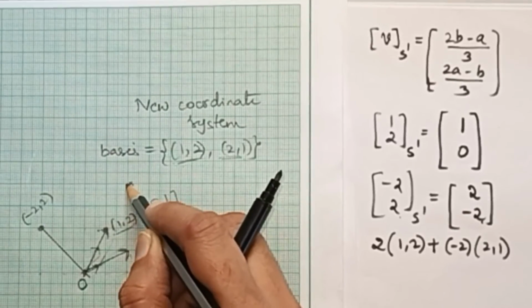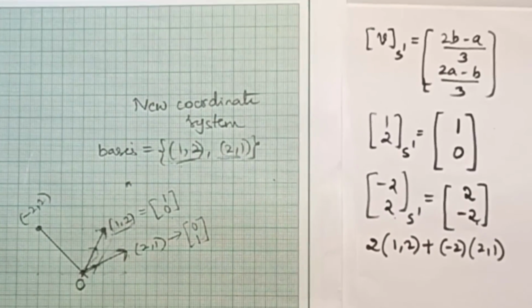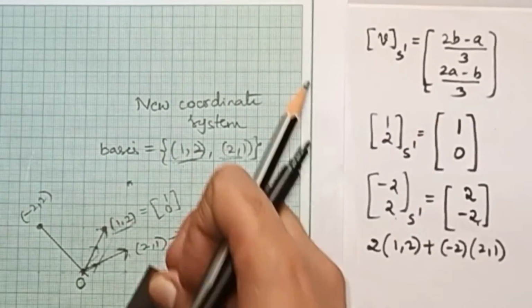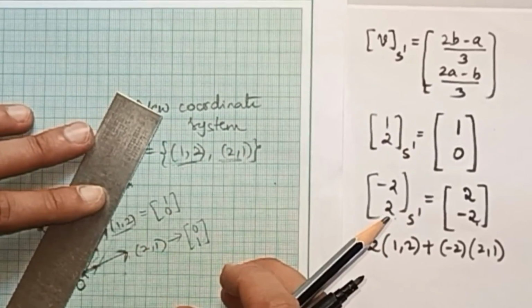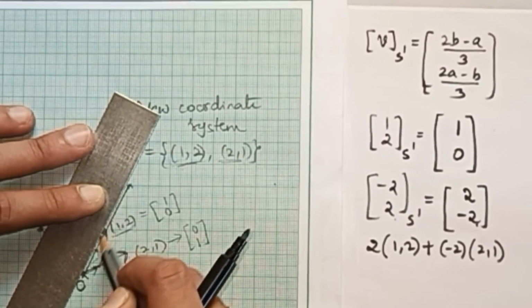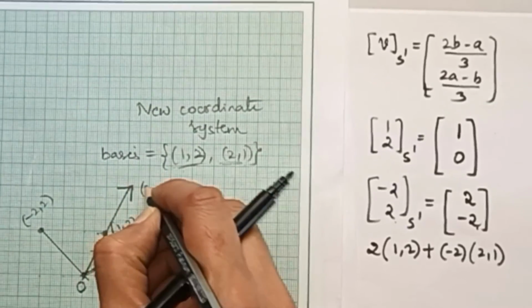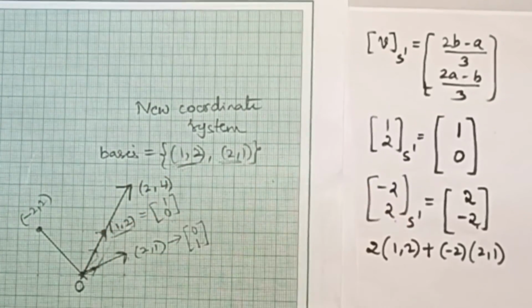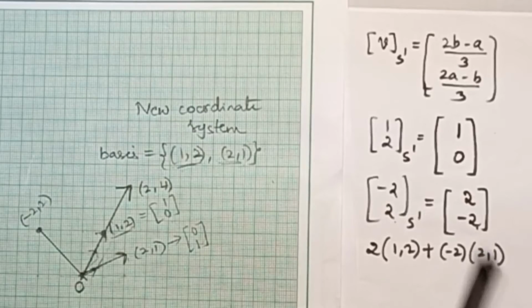Yes, this is 2 times (1, 2). So scale the vector (1, 2) as 2 times (1, 2). So you will get this vector here. This is (2, 4).